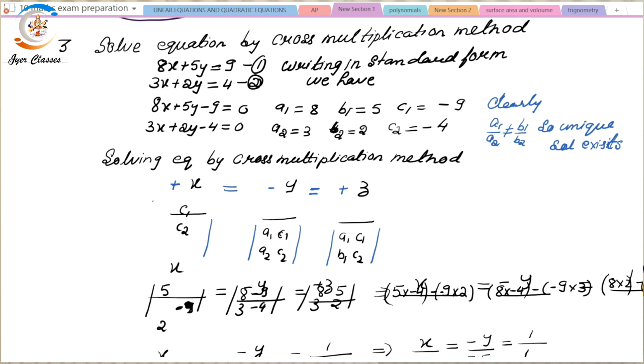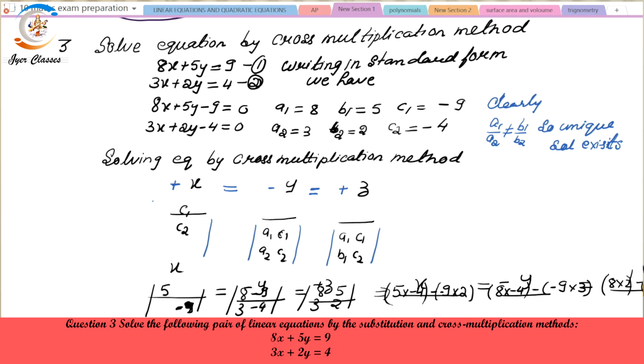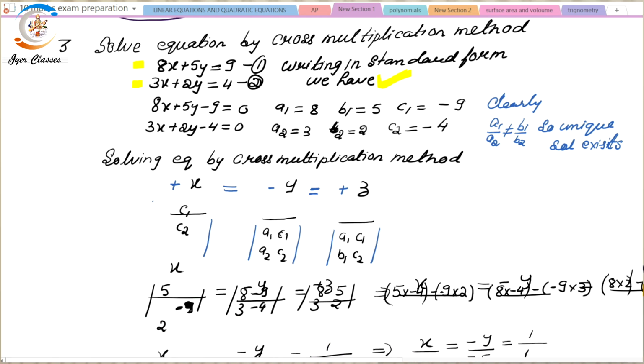ठीक है. The next what we are going to do is solving the equation by the cross multiplication method. Here I am given two equations. First is 8x plus 5y is equal to 9 and 3x plus 2y is equal to 4. So first thing I have to do is in all the questions we have to write it in the standard form which is ax plus by plus c is equal to 0. तो उस फॉर्म में लिखने पर क्या हुआ, 8x plus 5y minus 9 is equal to 0 and 3x plus 2y minus 4 is equal to 0.